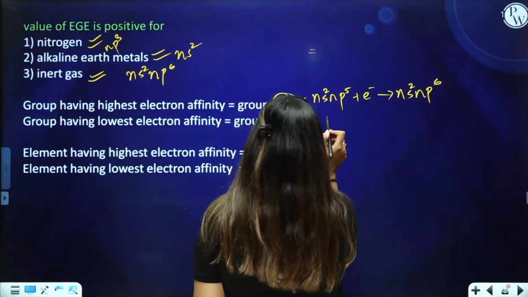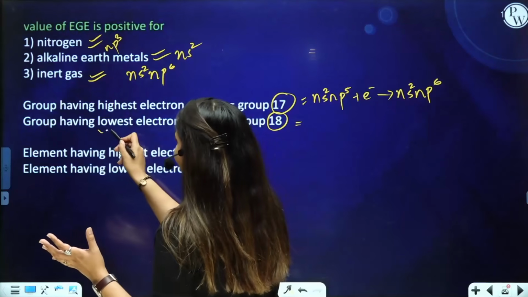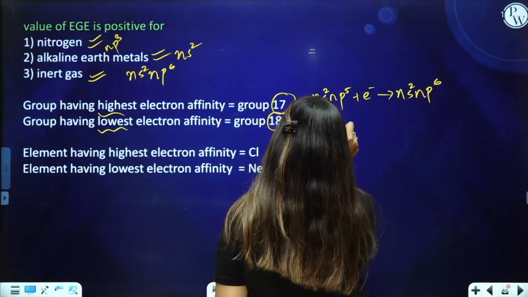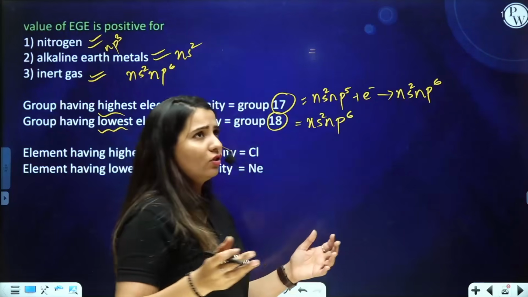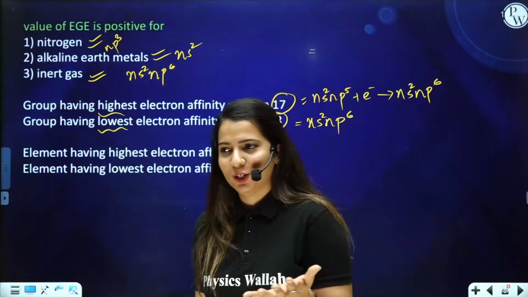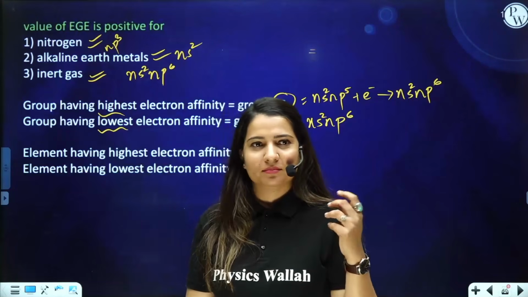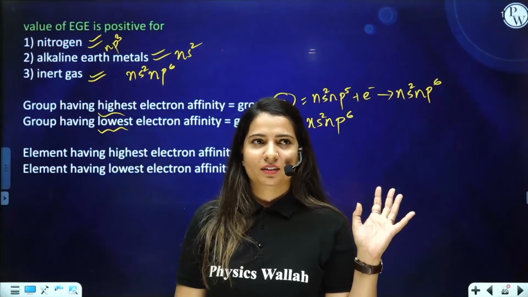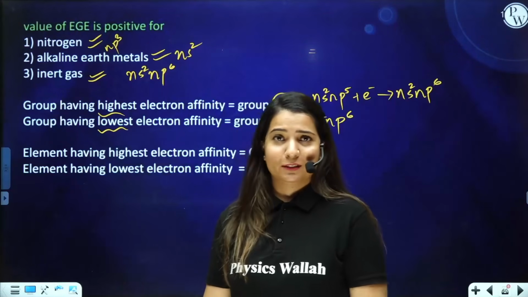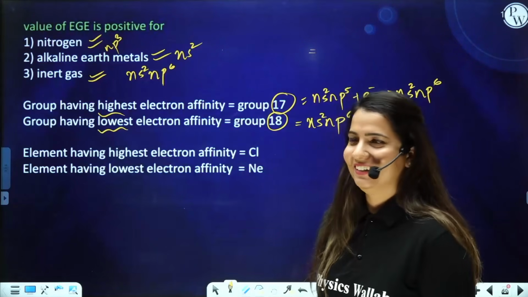After that we have group number 18. Group number 18 has the lowest electron affinity because they are already stable. So why would they require an electron? They don't need any electron. I have already told you they have some relationship with God, some superiority, that they are always in the swag. They don't react with anyone.